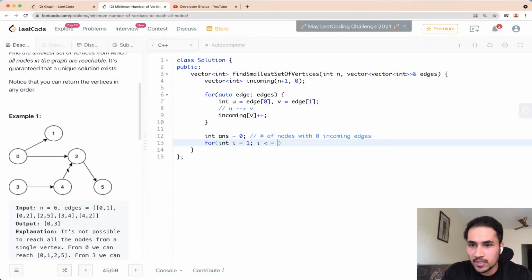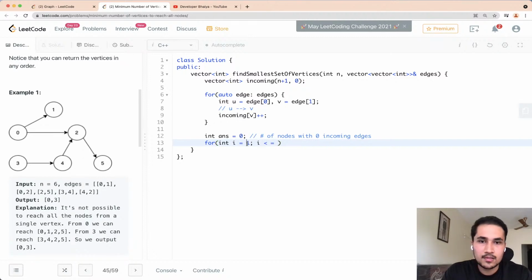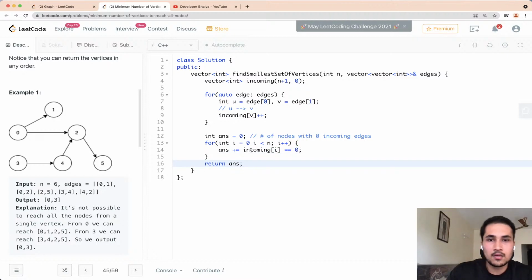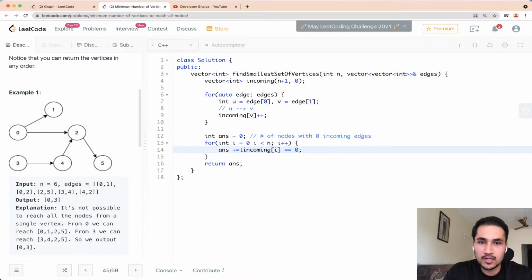Okay, so we are having zero-based indexing, I think, right? Yeah. So let's use 0, i is less than n, i plus plus. And now we can say something like answer plus equal to incoming i is equal to 0. Return answer. So if incoming i is 0, we add 1 to answer. You can write it like this, or if you want to write it like this, you can do that as well. Same thing. So if incoming i is 0, then it means that node was not having any incoming edge. So answer plus plus and return answer.